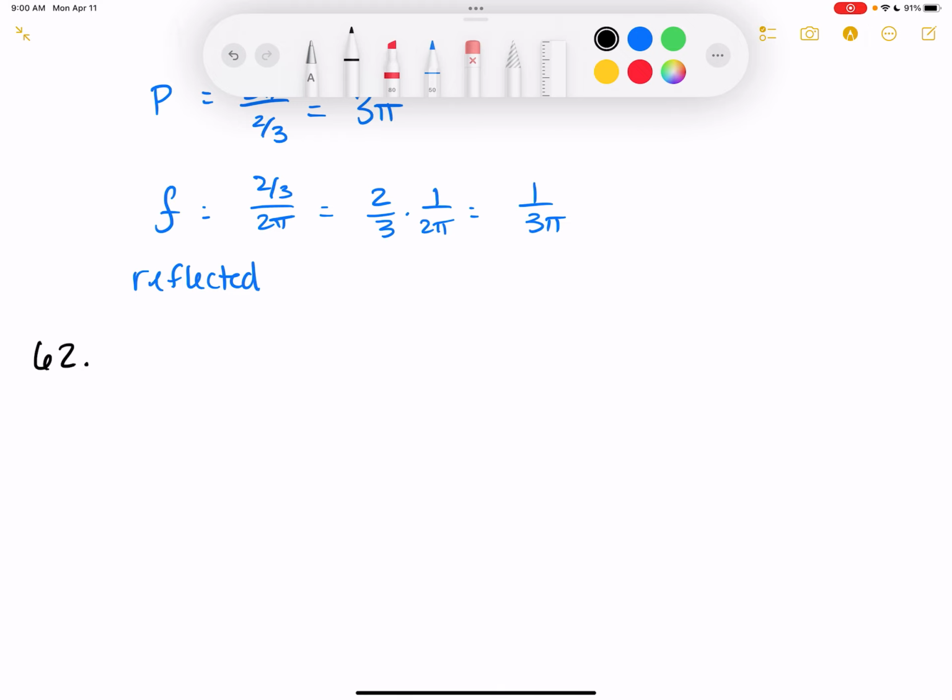This whole section is literally just graph 2 full cycles, graph 3 full cycles. It doesn't make sense. That's why I'm just skipping some of it. That's frustrating.